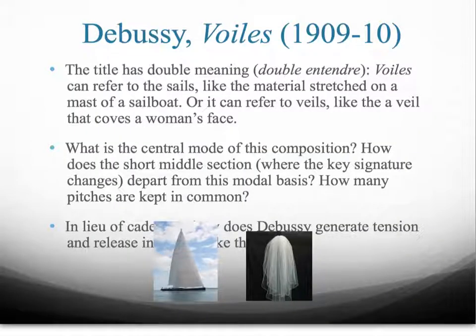So in the next few slides, we'd like you to review the piano pieces we studied in class by Claude Debussy. For instance, Voiles from Book 1 of the Preludes. The title has a double meaning, or double entendre. Voiles can refer to sails, like the material stretched on a mast of a sailboat, or it can refer to veils, like a veil that covers a woman's face.